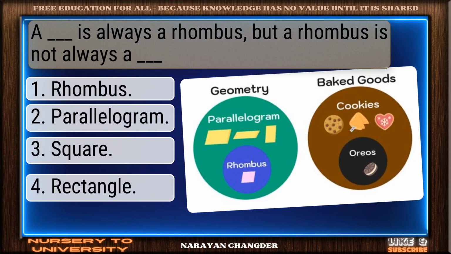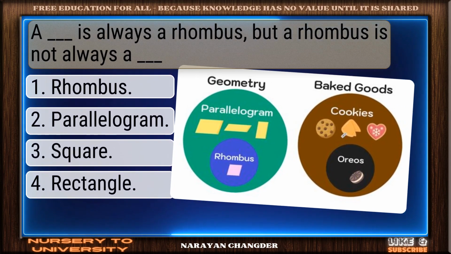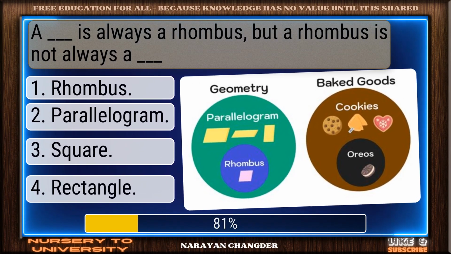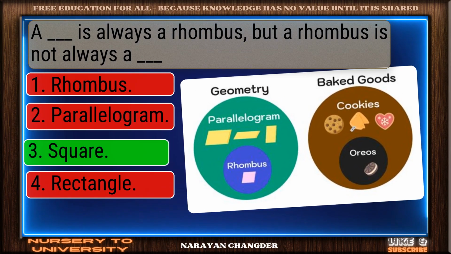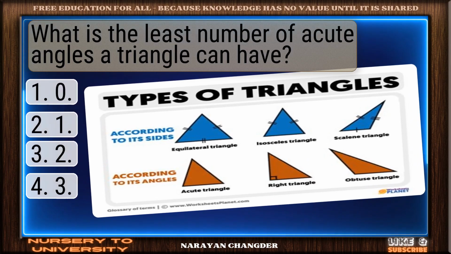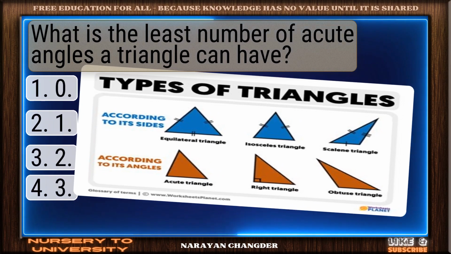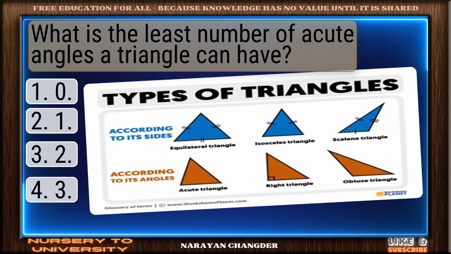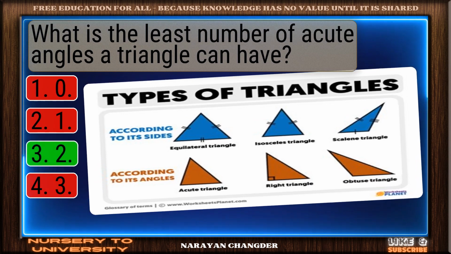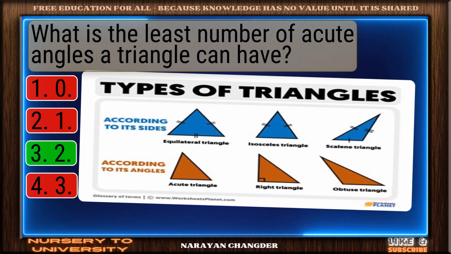Question number 25. A dash is always a rhombus, but a rhombus is not always a dash. Excellent. Square is a brilliant choice. Question number 26. What is the least number of acute angles a triangle can have? You're right. 2 is the correct answer.